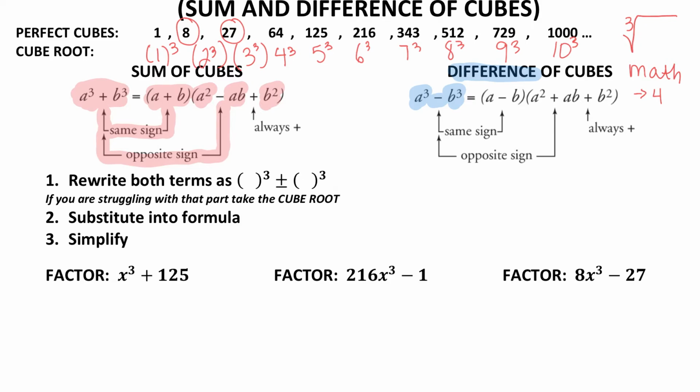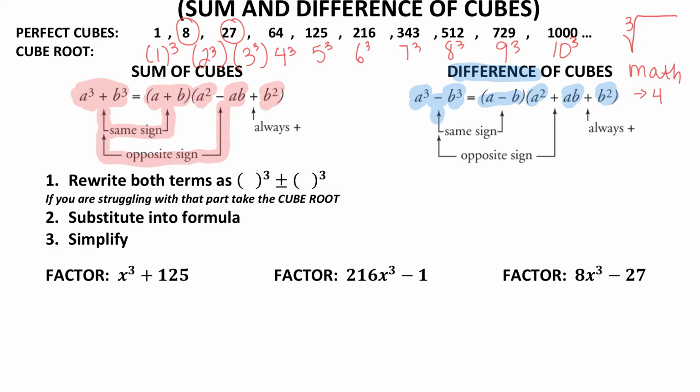as A minus B. So whatever your first cube was, the cube root of that, A would be your A. And then the second term, when you take the cube root of that, that's your B. So you do A minus B. Then you take your A and you square it. Then you do your A times B, and then you do your B and square it. So notice that this looks very similar to the formula for sum of cubes. The difference is just your signs.